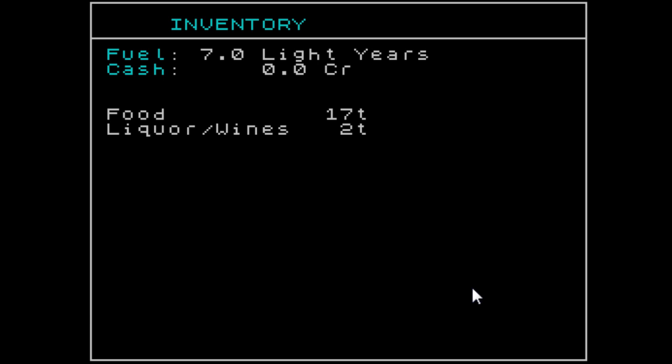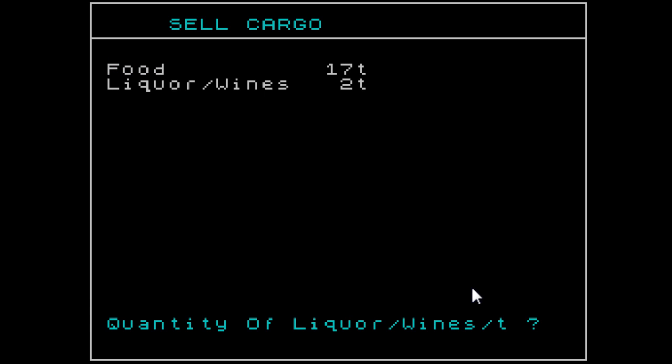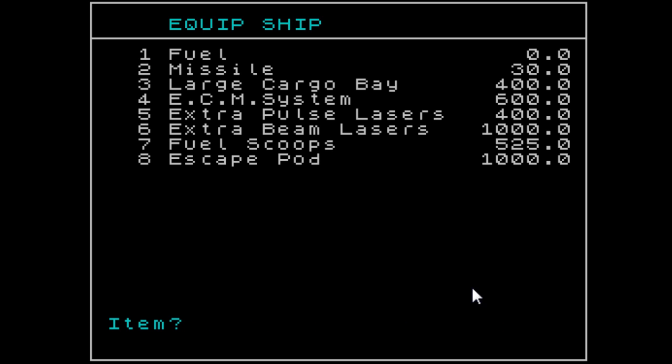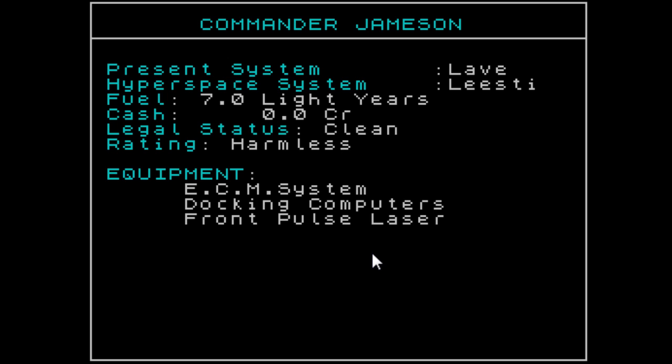So with nothing else much to do, I don't want to sell anything. There's equipment I could buy. I've got no money at the moment, but I could buy extra missiles, a large cargo bay, so I could carry more stuff around. ECM means you can blow up missiles. You can equip additional weapons. You have front, rear, and left and right weapon slots. Fuel scoops means if you fly close to a sun, you can refuel yourself for free. And escape pods, so you can eject yourself if you're in trouble. And believe me, that can happen a lot quicker than you expect.